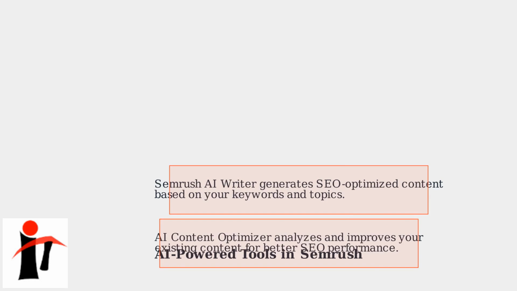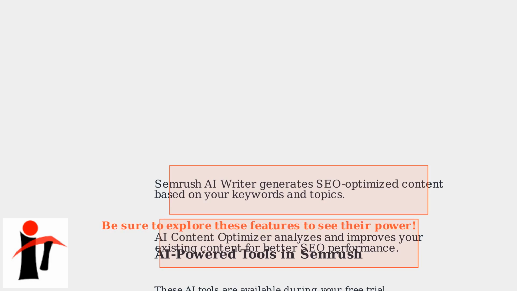It provides suggestions to enhance readability, keyword usage, and overall search engine visibility, helping you optimize articles and web pages effectively. Both of these powerful AI tools are available during your free trial period, allowing you to test their capabilities without any upfront cost. This gives you a first-hand look at how AI can transform your content marketing strategy. Make sure to explore these AI features during your trial to discover how they can streamline your workflow and improve your SEO results.